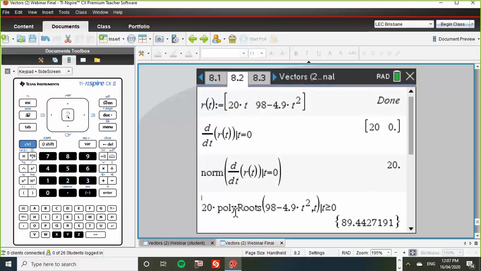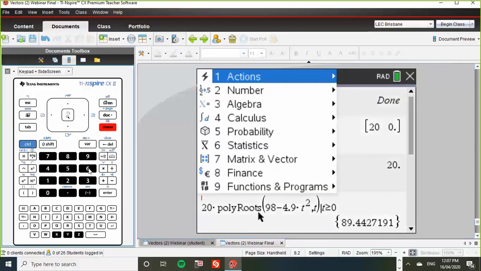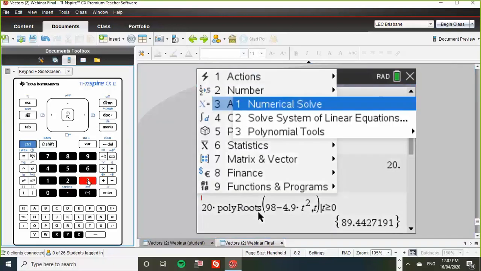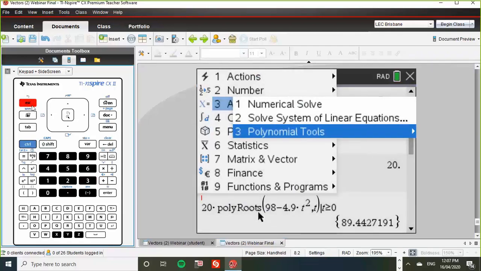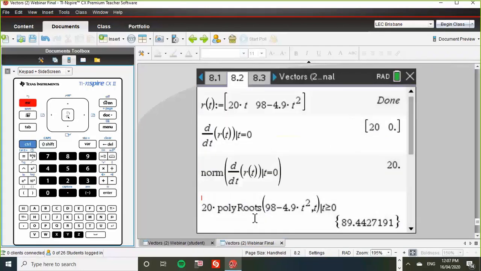So what we can do is use the polyroots command first of all. So menu, 3 for algebra, and then 3 for polynomial tools, and you would use the real roots of a polynomial, and you would get the roots of that polynomial. It's automatically assumed to be set equal to 0, so it's when the J component is 0, so 98 minus 4.9 T squared. I don't want a negative T value because T is positive.